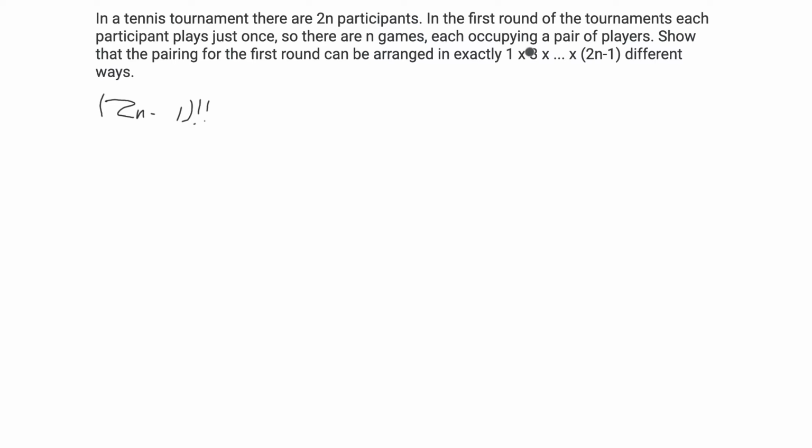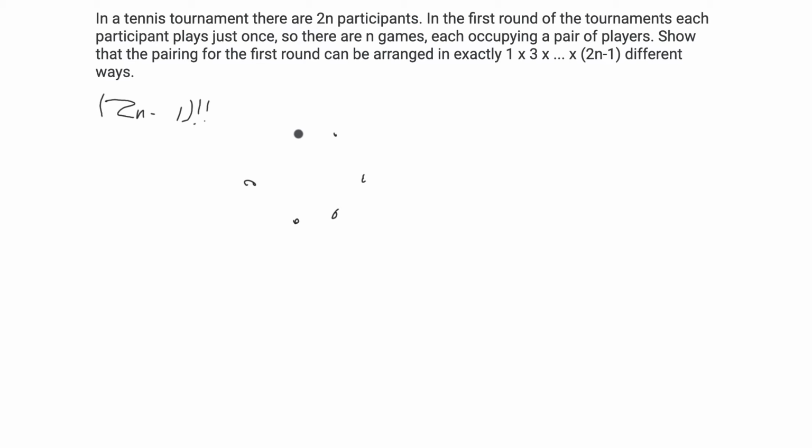And we'll see that clearly this product has exactly n terms, since we have 2n minus 1 down to 1 is 2n terms, but because we're taking step size of 2, they're exactly n terms. This makes sense since there are n games. So to see how this works, let's draw out an arbitrary set of 2n players, in this case n equals 3. And we see that the way we can do arrangements of this tournament are in the following way.